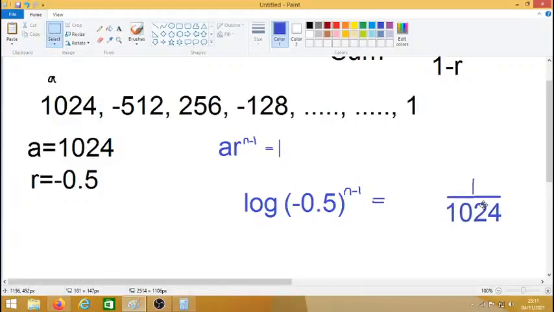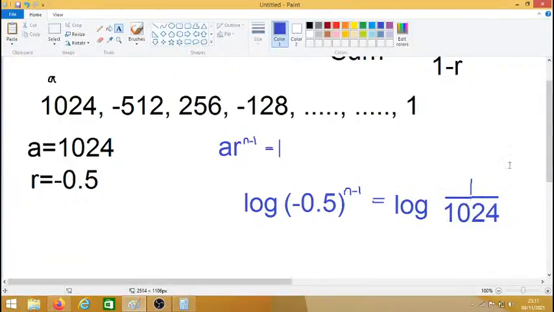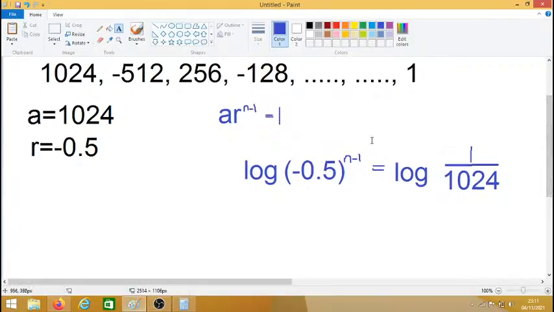If you don't know what log means, then just think of it as a button on your calculator for now, just like square root. But it's to do with powers. So now we've got taking the log of both sides, we're applying log to both sides.